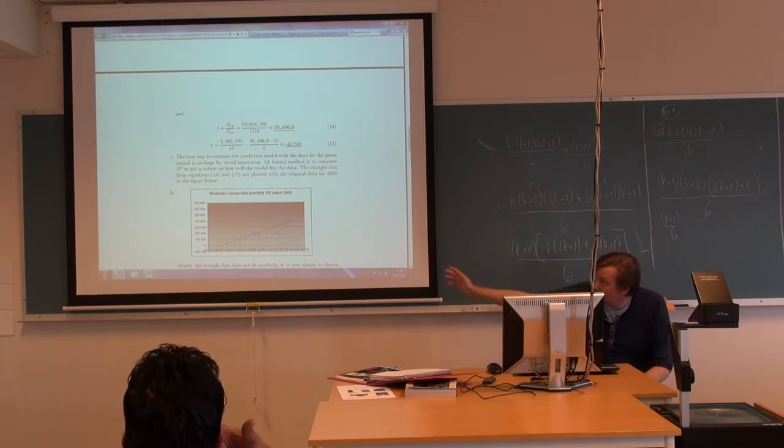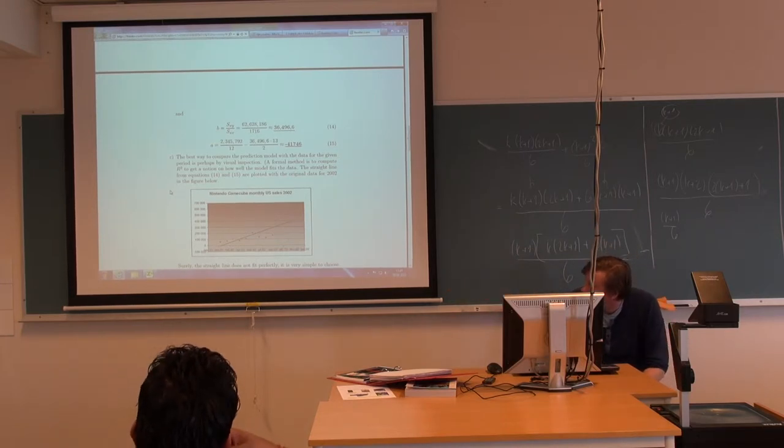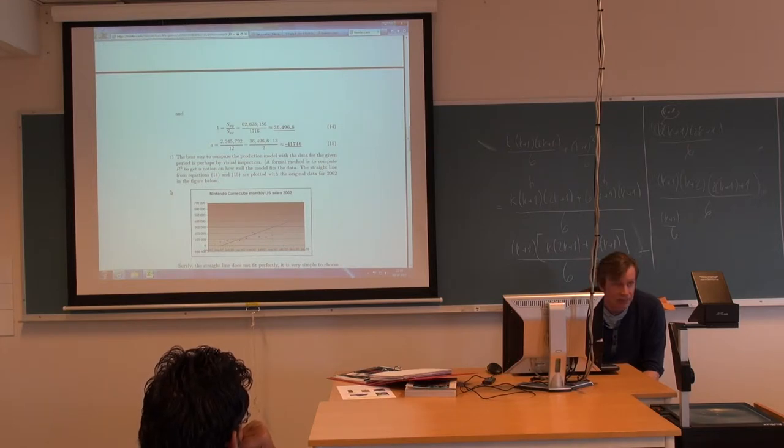Moving on, then, I say the best way to compare the prediction model with the data for the given period is perhaps by visual inspection. So typically what we do is that we draw our model together with the original data to see how it works, how it kind of fits the data. And as you can see here, it doesn't really fit very well. And our R square is around 0.5 or something, which indicates that it doesn't hit the data perfectly.